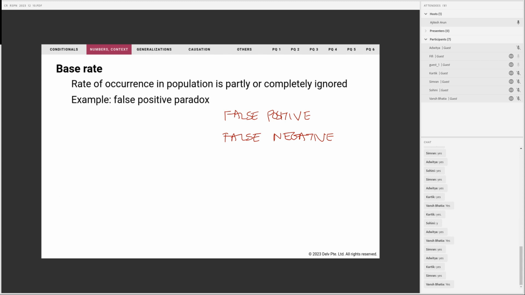Now, the GMAT doesn't use these terms. As far as I know, it doesn't need you to already know these terms, false positive, false negative. But the underlying concept gets used in questions sometimes. So I just want to quickly check, has anyone here already heard these terms, false positive and false negative?